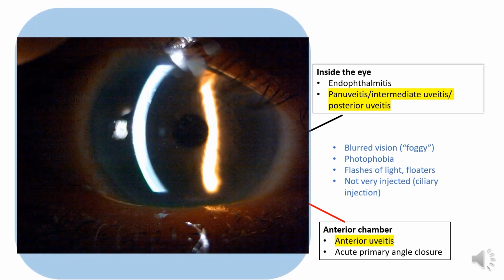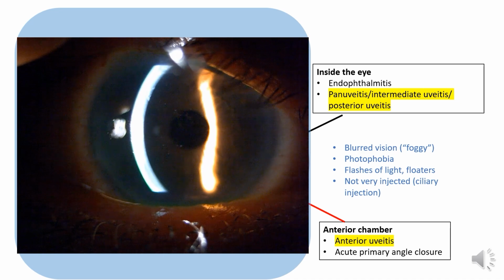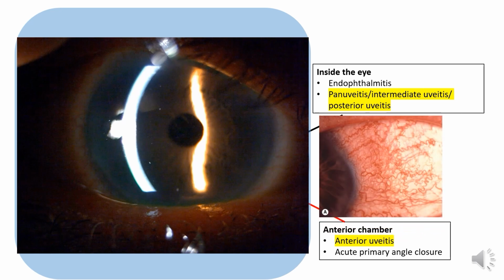From the outlook, the eye doesn't look very injected. The injection tends to happen along the limbus, and that's what we call the ciliary injection. Under slit lamp examination, you will be able to see some cells floating about in the anterior chamber, and that explains why the vision becomes foggy.